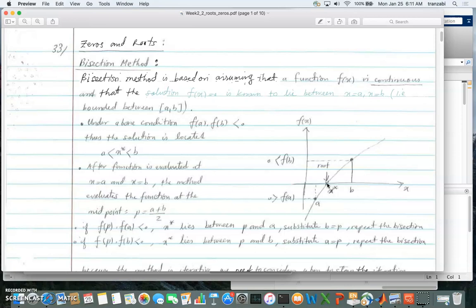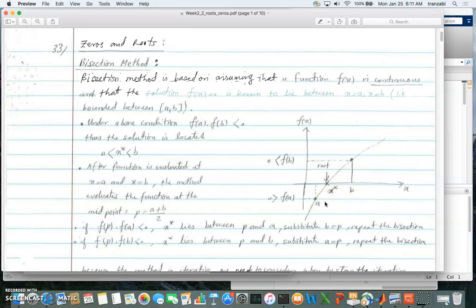Okay, so to do that, we have to start with two guess values, a and b, and our guess values should satisfy a constraint: the sign of the function at points a and b should be opposite. That means if f at b is positive, f at a has to be negative, or vice versa. The reason is, if the function is negative here and positive here, going from negative to positive at some point it has to hit 0. You cannot just go from minus to plus and jump over 0. It has to hit x equals 0, where the function equals 0, at some point. So that's why the condition is f(a) times f(b) has to be less than 0.